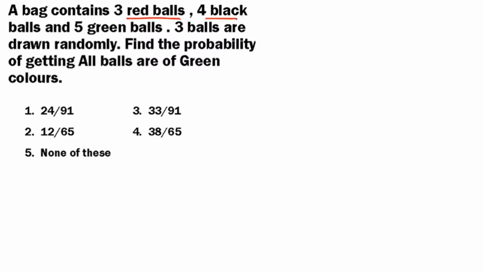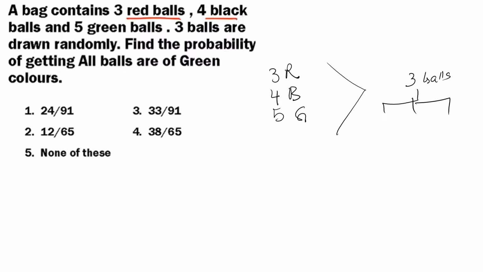A bag contains 3 red balls, 4 black balls and 5 green balls. 3 balls are drawn randomly. So you have to draw the 3 balls in such a way that all balls are of green color. So this is green, this is green, this is green. They are not specifying that the action happens one by one. They are just saying pick the 3 random balls.